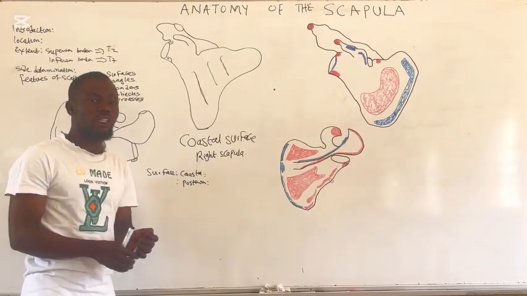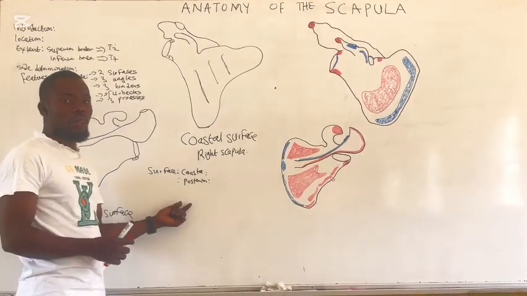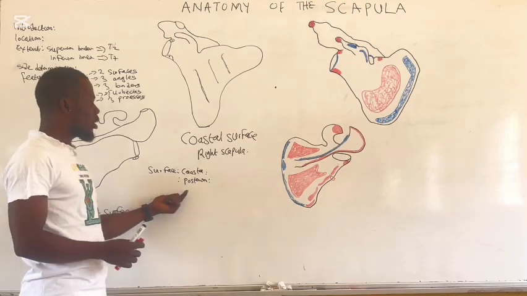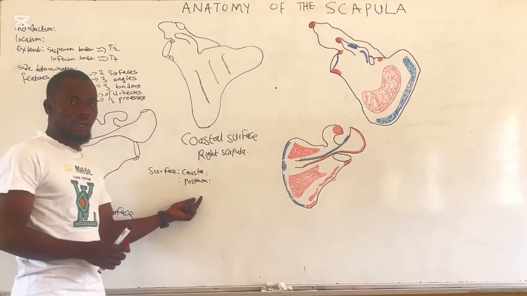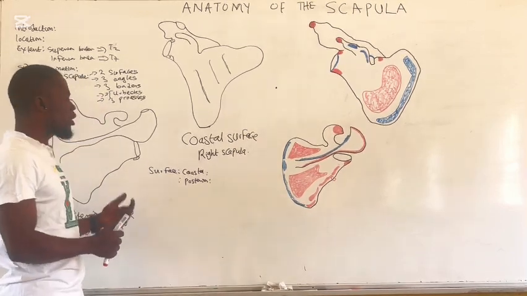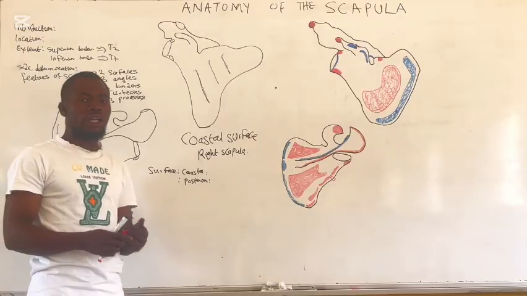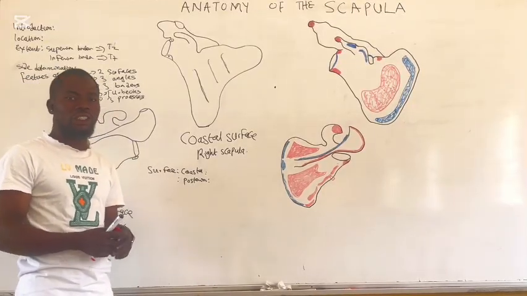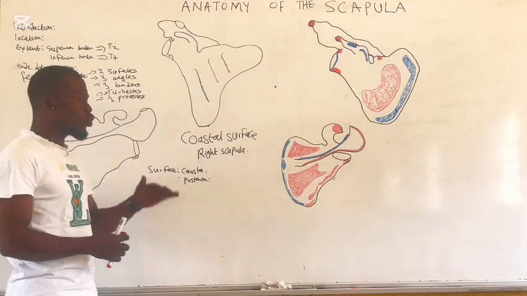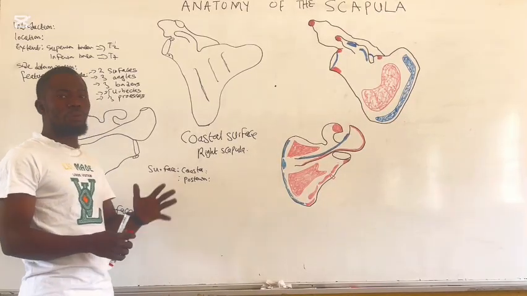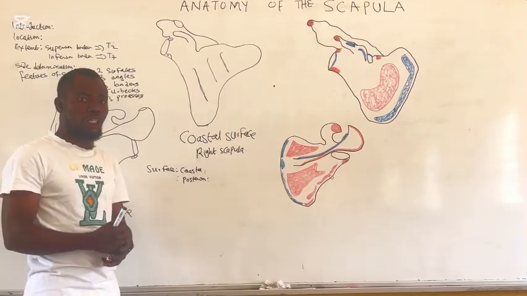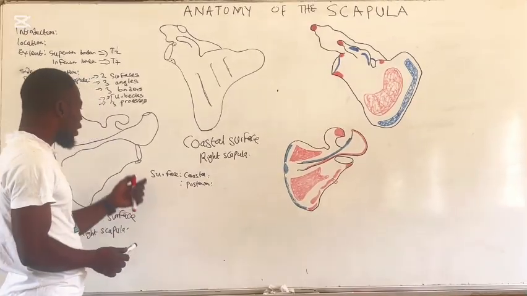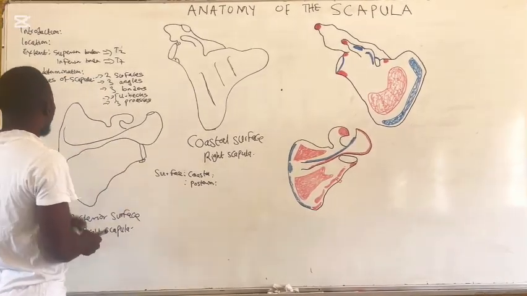Posterior surface. The posterior surface of the scapula is convex and it is lined by a spine, now called the spinous process. The spinous process divides the posterior surface of the scapula into two fossae, the supraspinous fossa and the infraspinous fossa. The supraspinous fossa is smaller compared to the infraspinous fossa. So that is about the surfaces of the scapula.